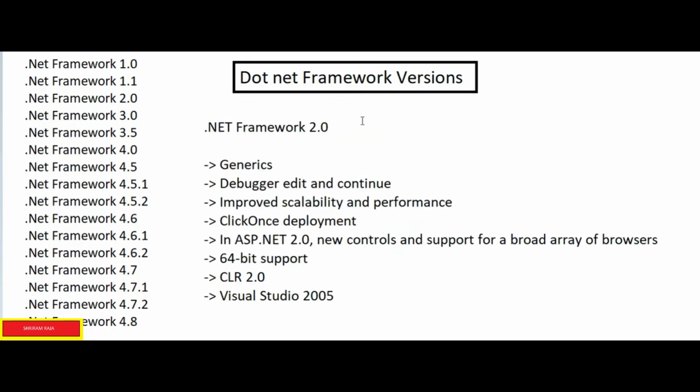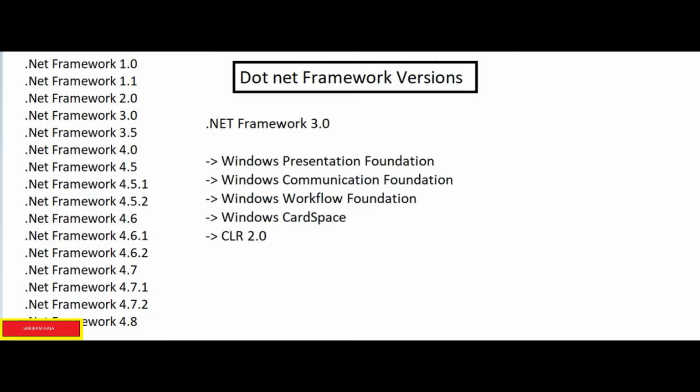In .NET Framework 2.0, generics, debugger edit and continue, improved scalability and performance, ClickOnce deployment. In ASP.NET 2.0, new controls and support for a broad array of browsers, 64-bit support, CLR 2.0 and Visual Studio 2005 have been introduced. In .NET Framework 3.0, Windows Presentation Foundation, Windows Communication Foundation, Windows Workflow Foundation, Windows CardSpace and CLR 2.0 have been introduced.